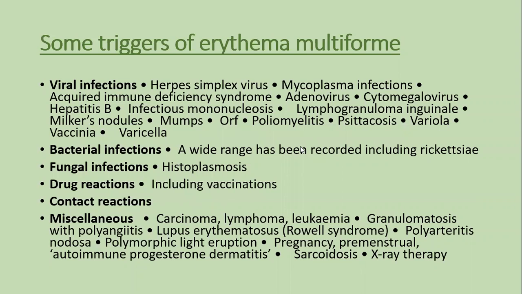Some triggers of erythema multiforme. There is a long list of viral infections, but the most common are the first two, herpes simplex and mycoplasma. However, it can also be seen in AIDS, adenovirus, cytomegalovirus, hepatitis B, infectious mononucleosis, orf and Milker's nodules, mumps, polio, or bacterial like rickettsia, fungal like histoplasmosis, drugs including vaccination, contact reactions and miscellaneous causes.